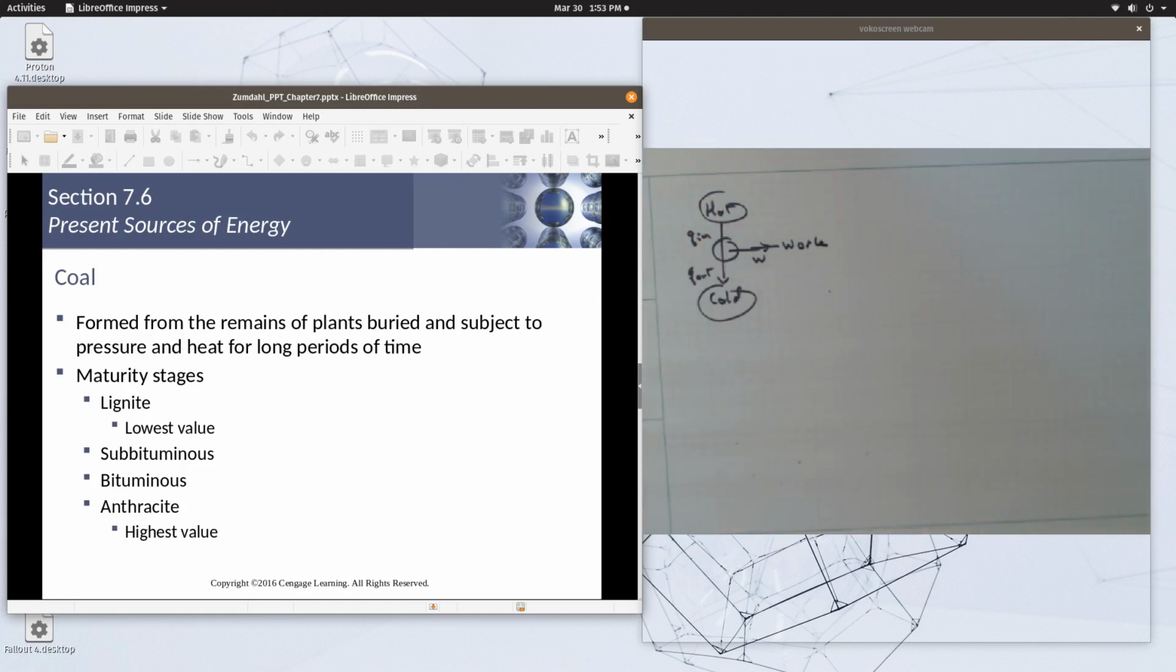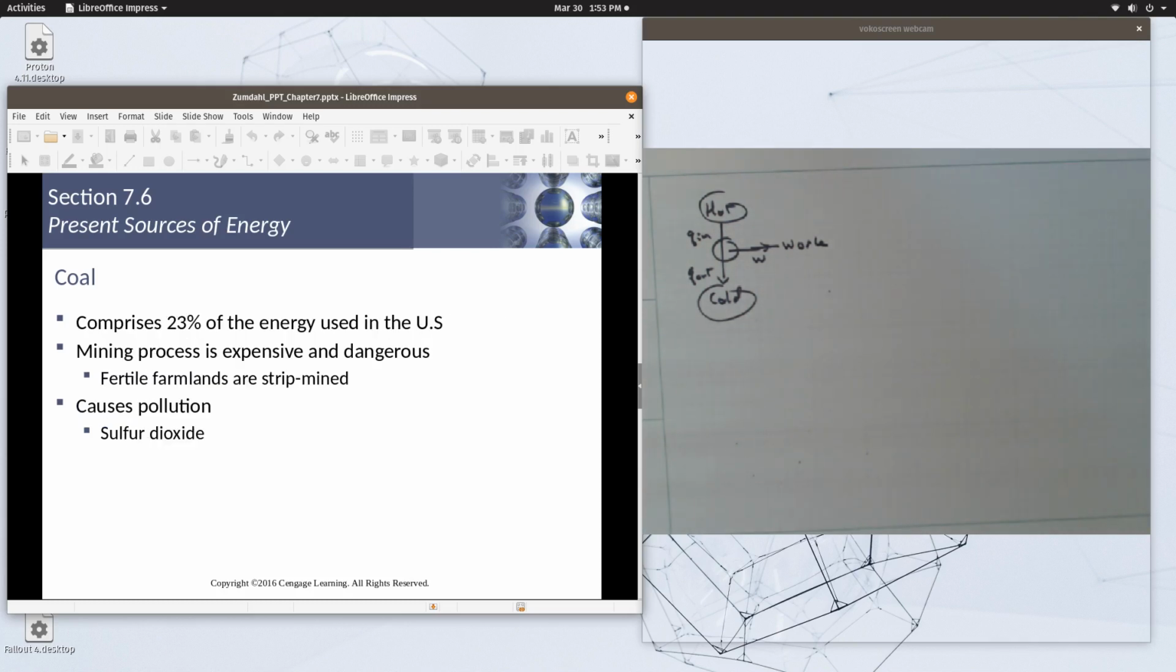And depending upon how long the coal has been aged, you have different kinds of coal. You have lignite, which is very recently produced, recently transformed coal. Subbituminous, bituminous, and anthracite coal. Anthracite coal, very high energy, hot coal. Okay, and it's 23% of the energy used in the United States.